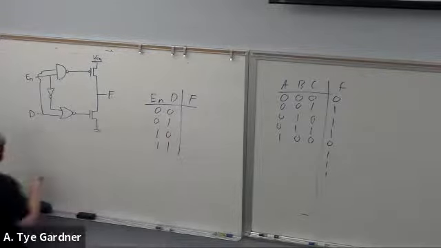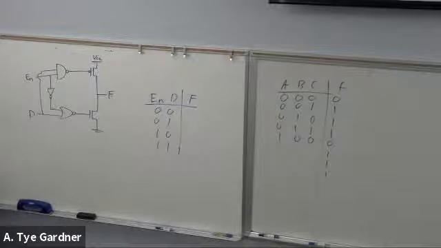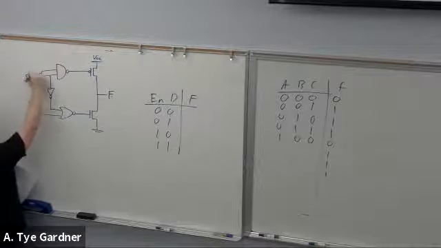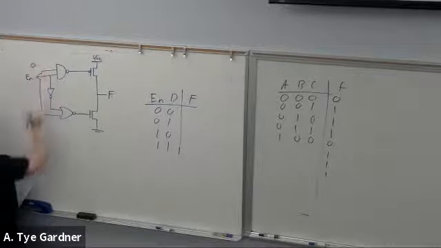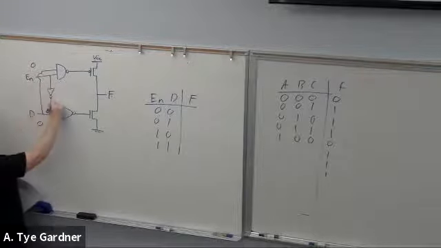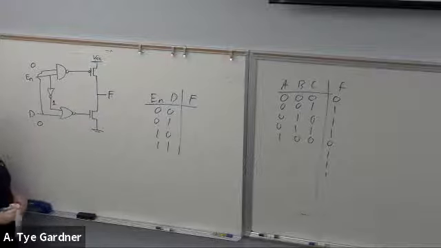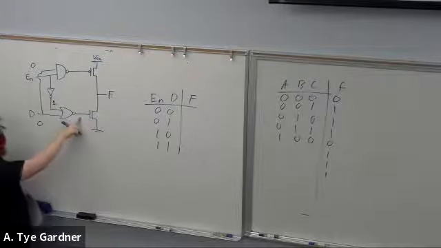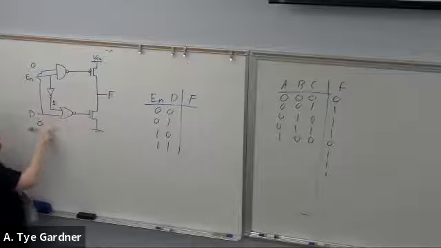Okay? So what happens if I have 0 and 0? Well, I'm just going to trace this through. So I'm going to say this is 0, enable 0. If I have 0 on enable, that means I have a 1 here, right? What is the output of my NOR gate? If I have a 1 and a 0 at the input.